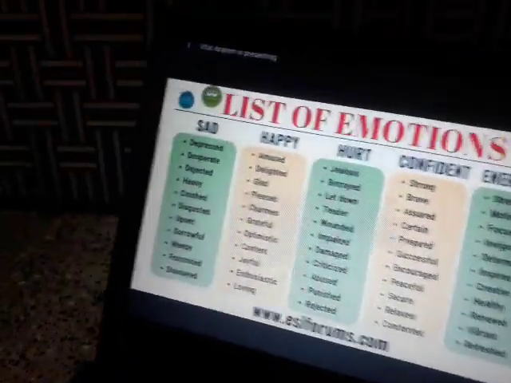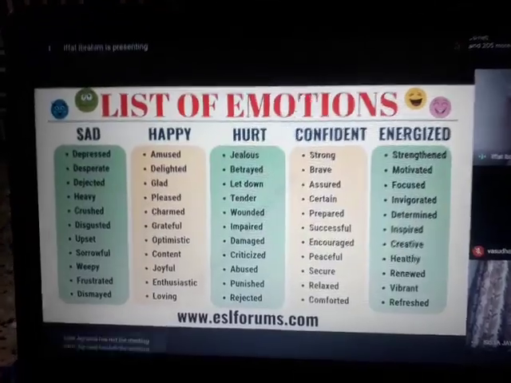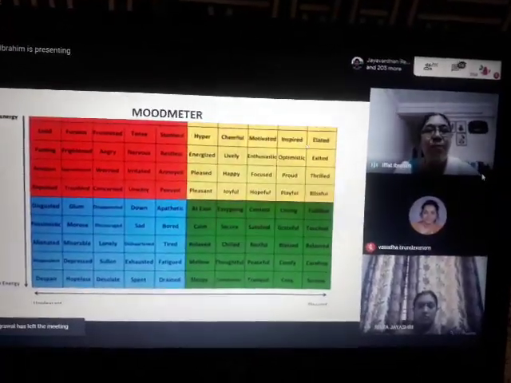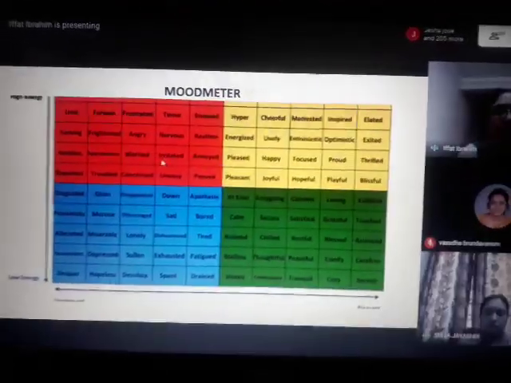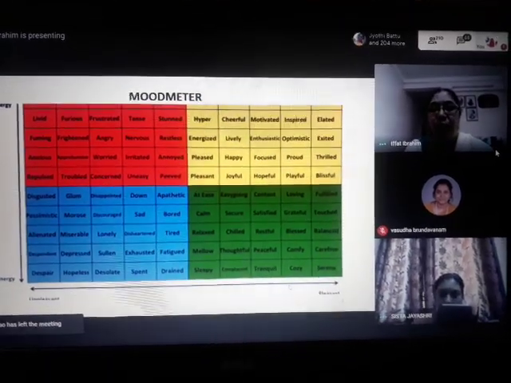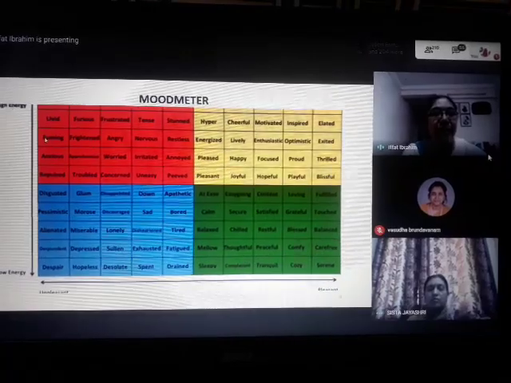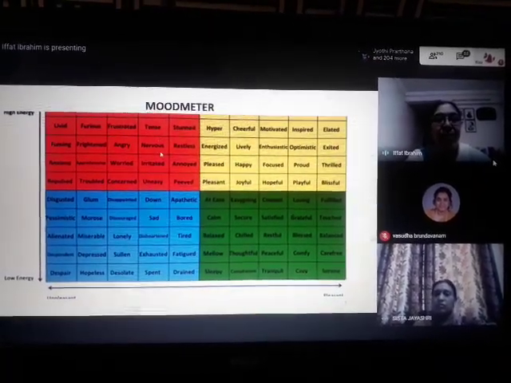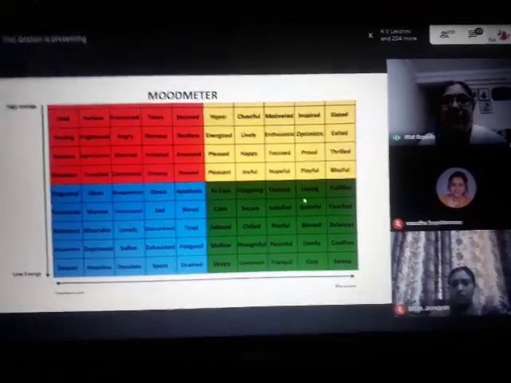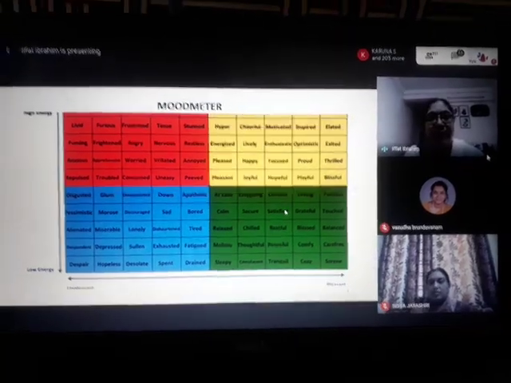As well. So you see, there are so many emotions and they can be named, they have names. Now this is what we call a mood meter. If you look, they range from unpleasant to pleasant, and they range from low energy to high energy. Some are in the red zone. That means these are the emotions which upset us very much. Some are in the green zone, which is when we are happy, for example.